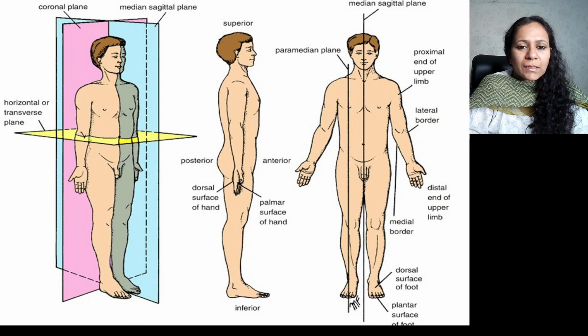So these are the planes which I have talked about. As you can see, this is the median sagittal plane, this is the paramedian plane, and then this is the transverse plane, this is the coronal plane, and the center one is your median plane.